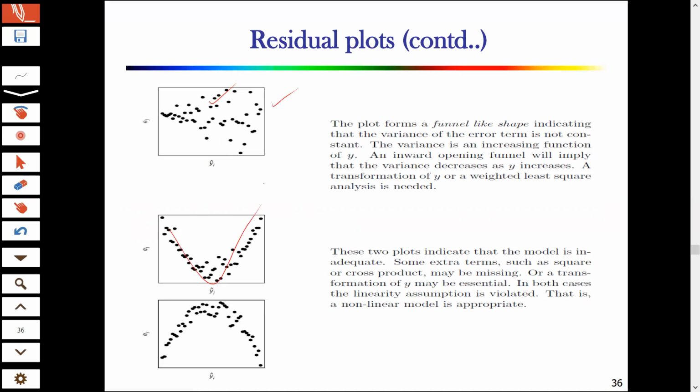And look at here, these two plots indicate that the model is inadequate. Some extra terms such as square or cross product may be missing, or a transformation of y may be essential. So that means we need to transform y. In both cases, the linearity assumption is violated. That is, a non-linear model is appropriate. So if this is the case in the plot, then we can say that the normality assumption is violated.